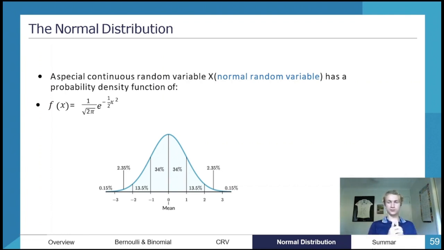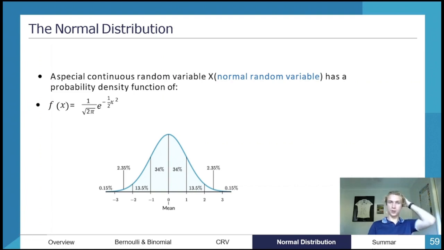Okay, normal distribution. It is a special continuous random variable x, which is a normal random variable, with a probability density function of this. You do not need to know this probability density function. Just know that that's the normal one. Maybe it comes up in multi-choice. That weird expression describes a normal random variable.